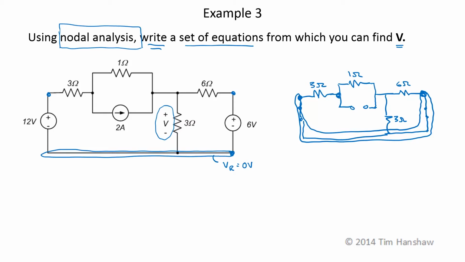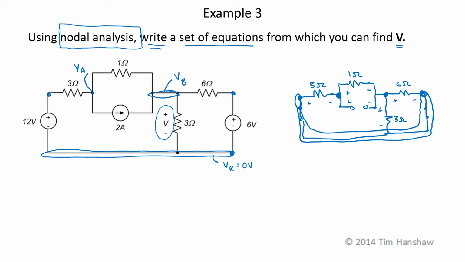There's also an independent node here, since I can have a voltage difference between here and any adjacent node, and an independent node here, since I can have a voltage difference between that and any of my other nodes. So let's call this VA and this node here VB.